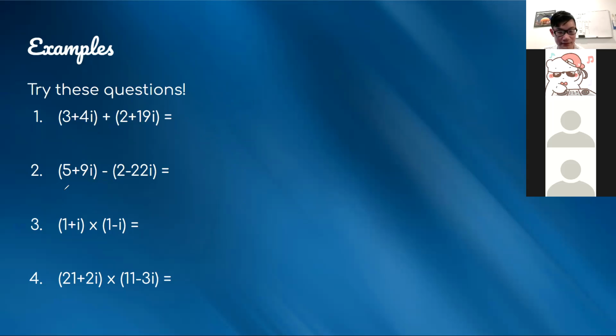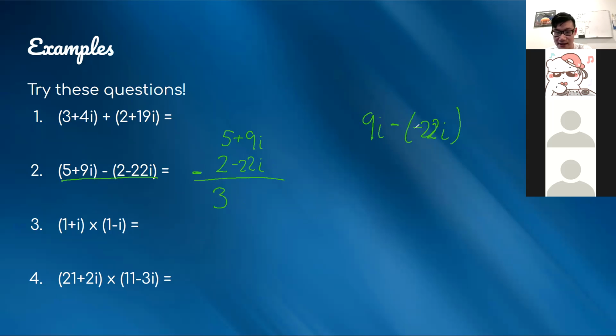Okay. Now for this second question, it's a minus, right? So we can set it up the same way. 5 plus 9i, and then we're subtracting this number. So let's just do 5 minus 2 for now. 5 minus 2 is super simple, right? It's just 3. Now, the second part is 9i minus negative 22i. Let me just write this down. 9i minus negative 22i. That's the second part.